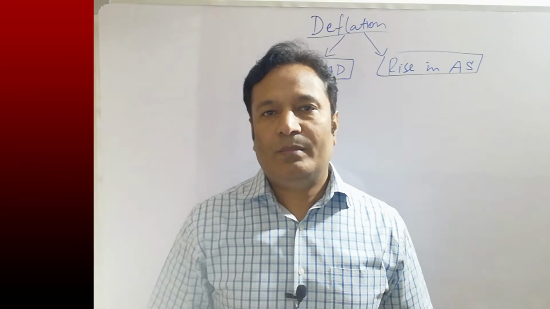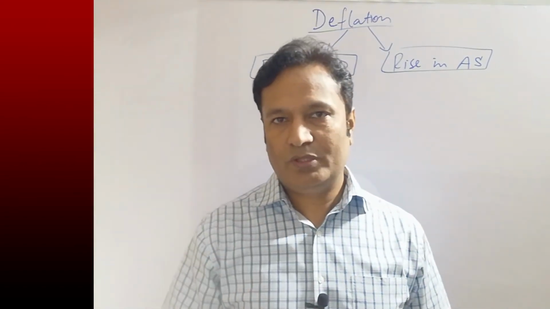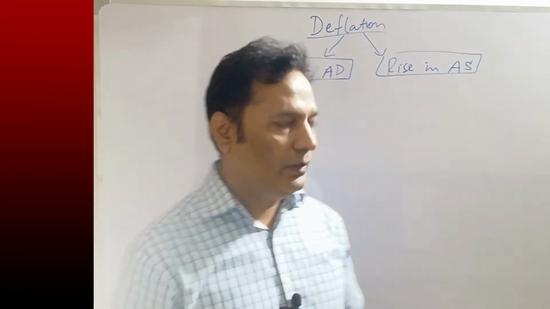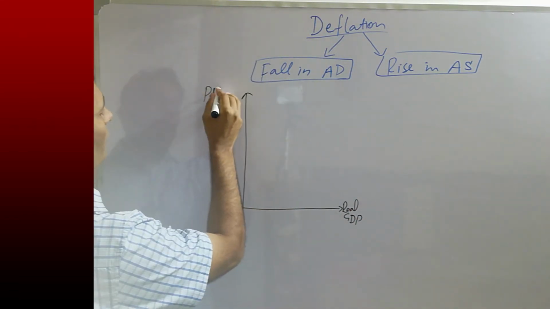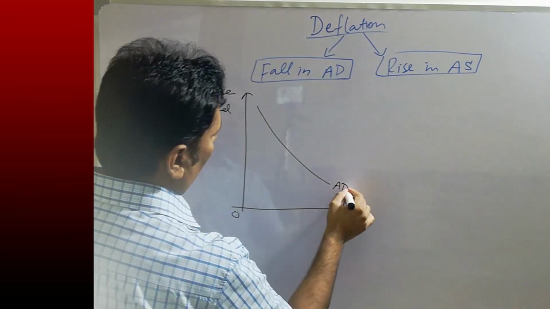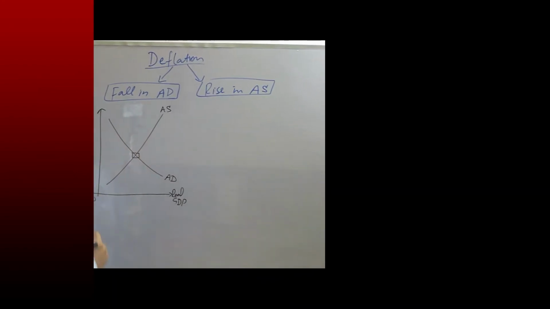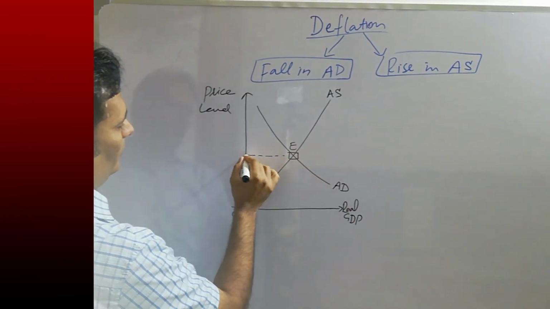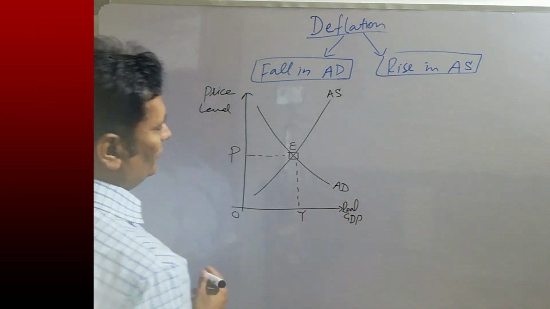Whenever aggregate demand falls, it shifts the aggregate demand curve to the left. It results in fall in general price level. We can show it graphically. On X we have real GDP, this is the origin point, and on Y we have price level. Initially aggregate demand is AD and aggregate supply is AS. They intersect each other at point E, where general price level is P and real GDP or national output is Y.